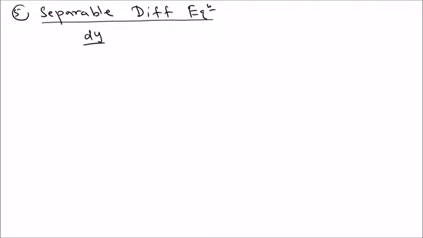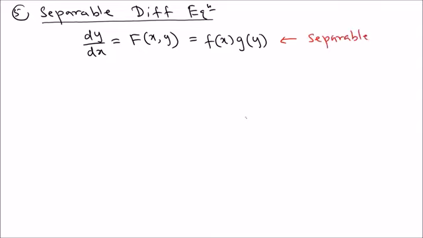We have dy/dx, which is a function of x and y. But sometimes you will be able to write this f(x, y) function as a product of a function of x and a function of y. If you can write it as a product of f(x) and g(y), we call it a separable equation, because you can separate them.